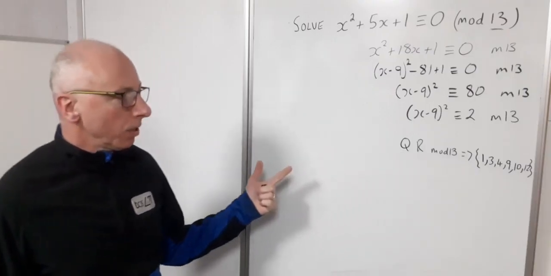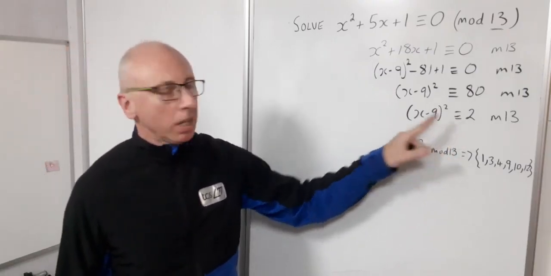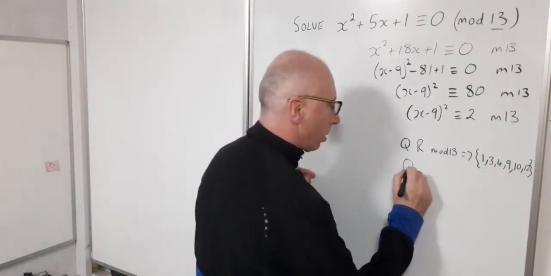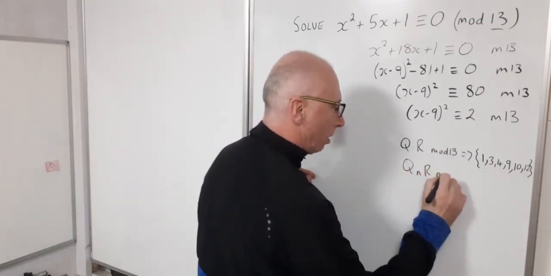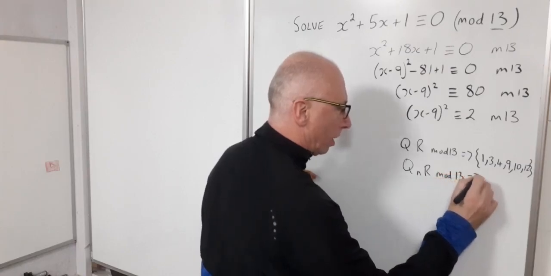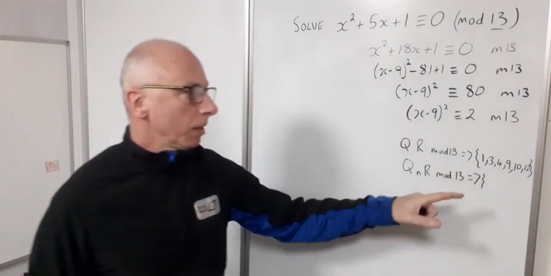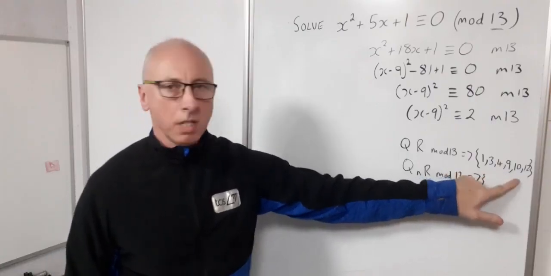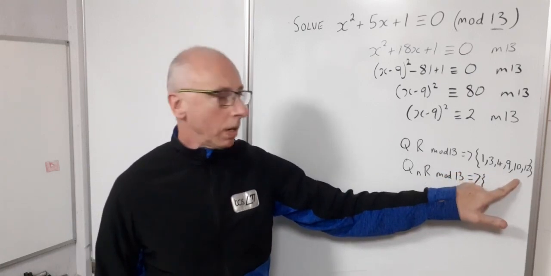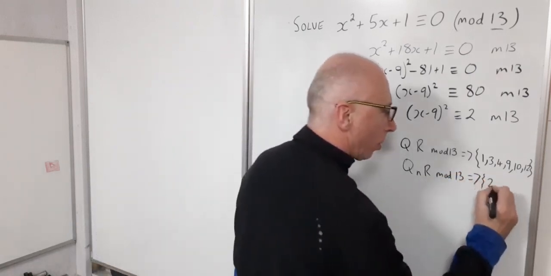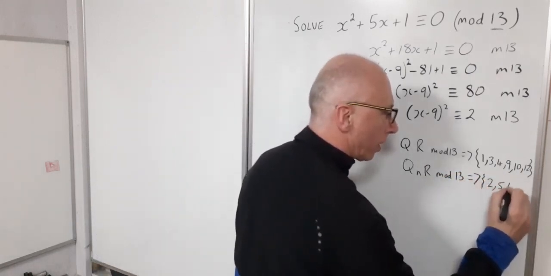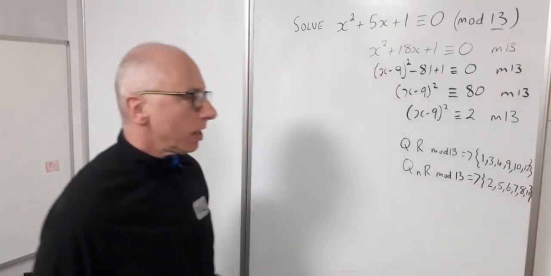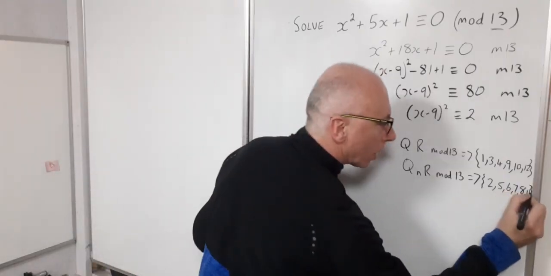Obviously 0 is included, but if something is congruent with 0, there's always a solution. So now the quadratic non-residues, modulus 13. Basically there'll be a set of 6 numbers, just like these, but the ones missing from 0 to 12. So then we've got 2, 5, 6, 7, 8 and 11. So that's our set of quadratic non-residues.